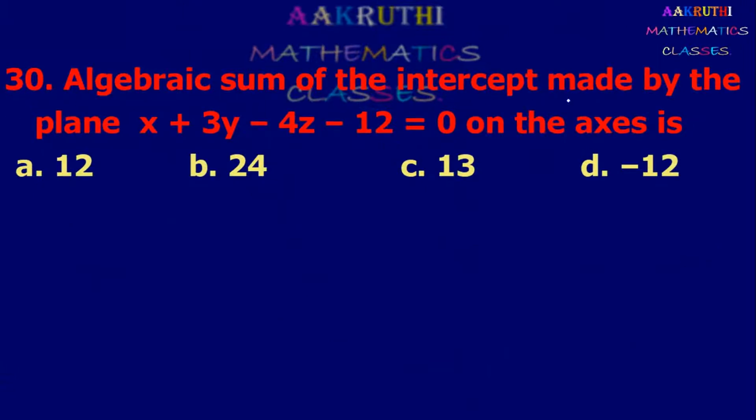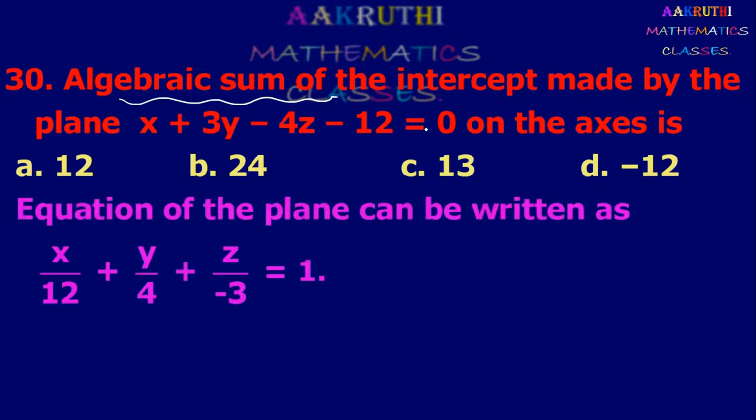The algebraic sum of the intercepts made by the plane x plus 3y minus 4z minus 12 equal to 0 on the axes. Here we have to find the algebraic sum of the intercepts. So first you have to find all the intercepts and add them. First we write the equation of the plane in intercept form. Intercept form is x by a plus y by b plus z by c equal to 1. So take 12 to the other side and divide by 12.